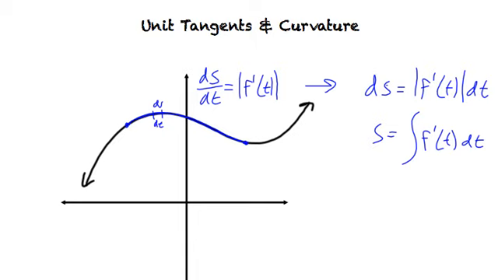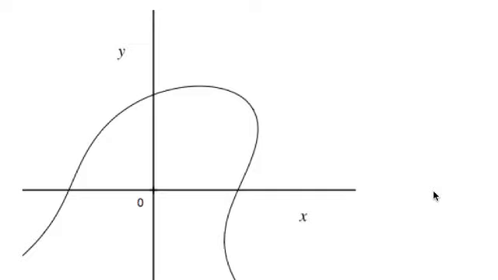Okay, so how does this relate to the unit tangent vector? Let's take another example here. I have a curve, and I'm going to be moving along the curve at a certain rate. So I want to look at the change in the position vector, and I want to compare that with the change in arc length.